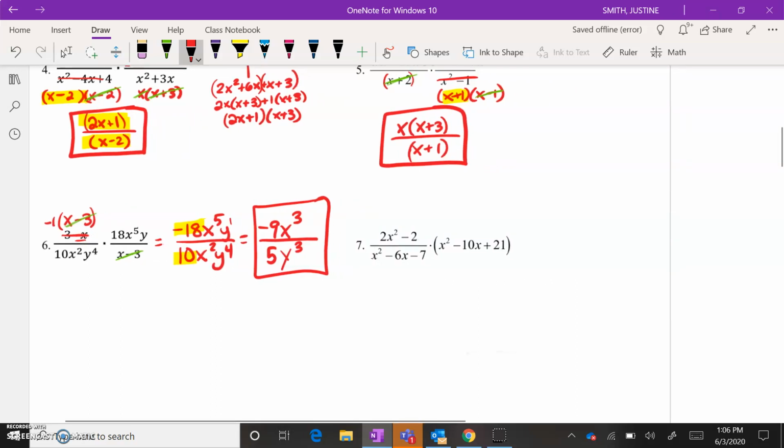All right, number 7, I'm going to make this into a fraction. So I know this is my numerator, the 1 is my denominator. And then on top, I'm going to take out a 2 to get x squared minus 1. Oh boy. Then we get to do dots.